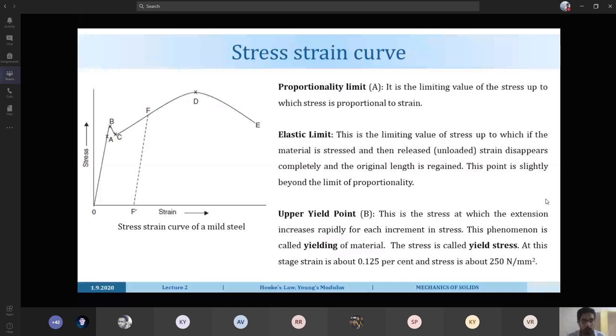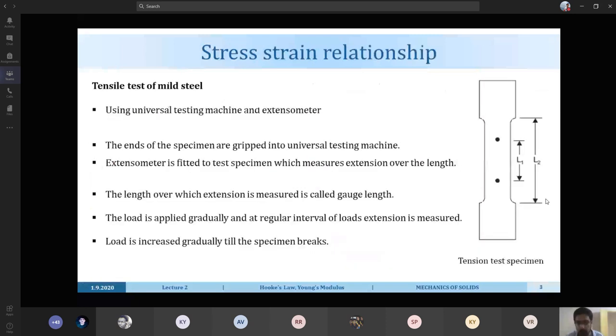When we plot this stress versus strain curve, we will get a figure like this, and I will try to explain what it means. Basically we are giving a tensile load, and we are trying to figure out the elongation. So basically we will find the stress versus strain.